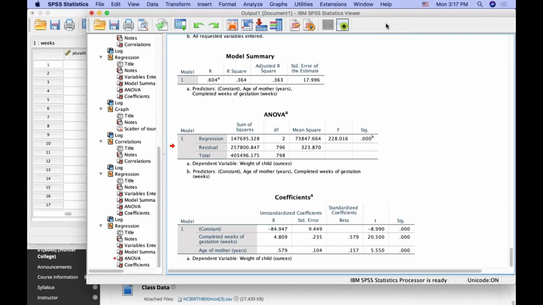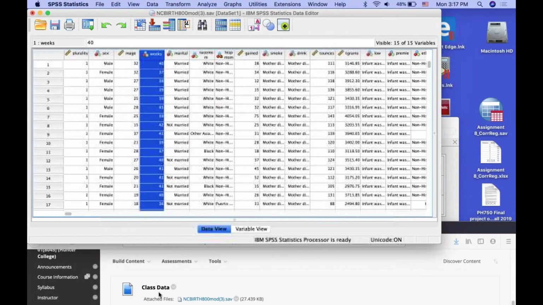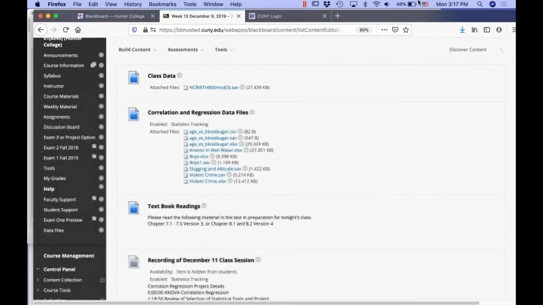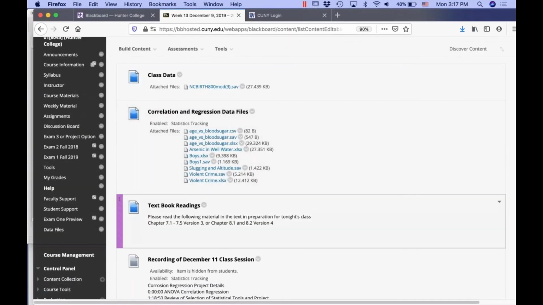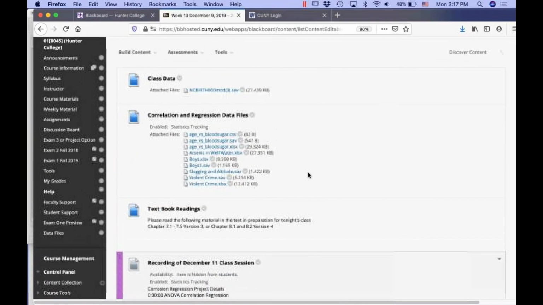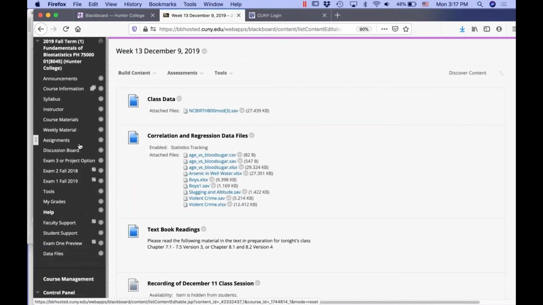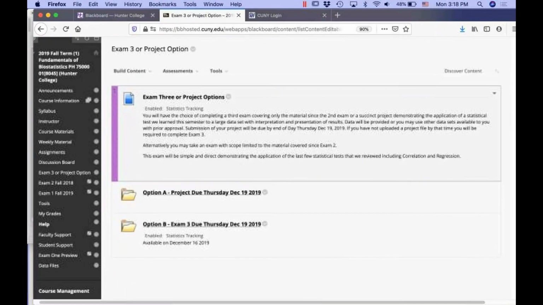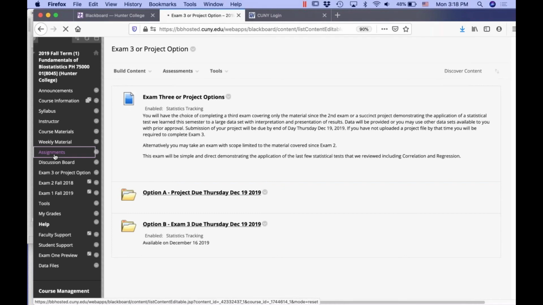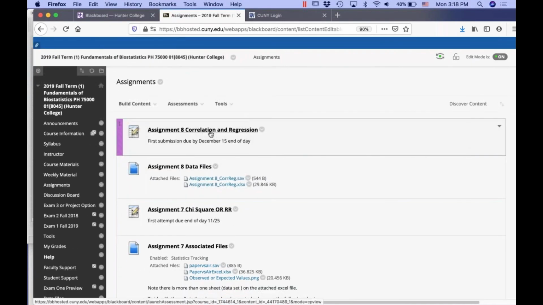So let's talk about the projects. On Blackboard, you will notice that there is now a little click here for Exam 3 or project option. If you click on that, it takes you to a description of the exam 3 project. You have the choice of completing a third exam, covering only materials since the second one, which is just correlation or regression. You may also notice that I put a brief assignment on here, correlation and regression.